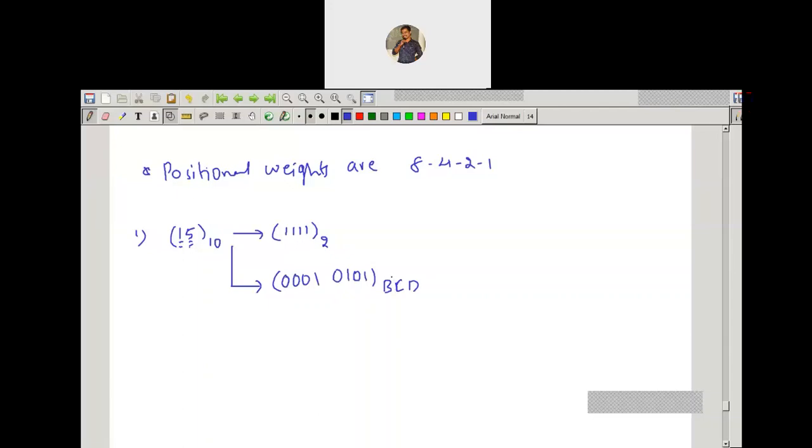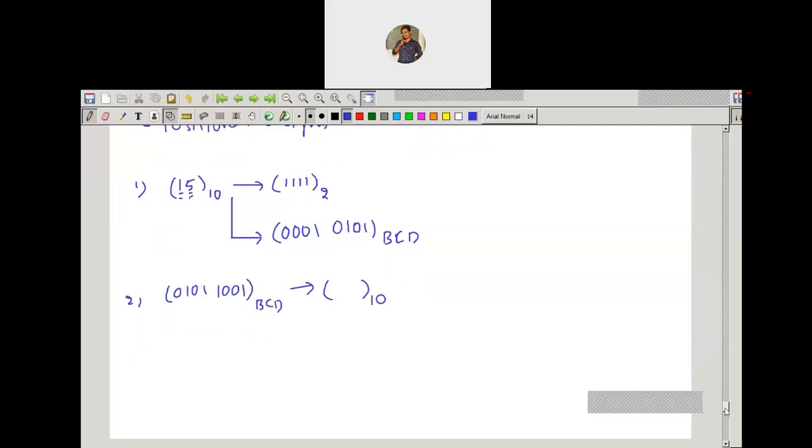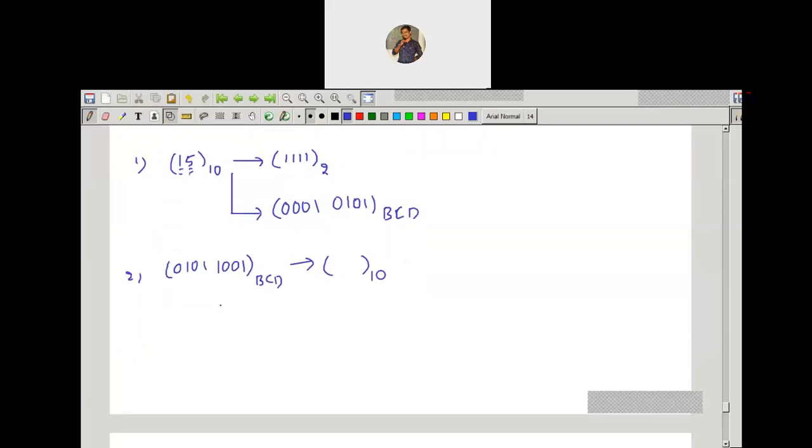For example, if you are given a BCD code like 0101 10001, and you are asked to convert it into the decimal number, could anybody post your answer? What is the decimal equivalent of the given BCD code?